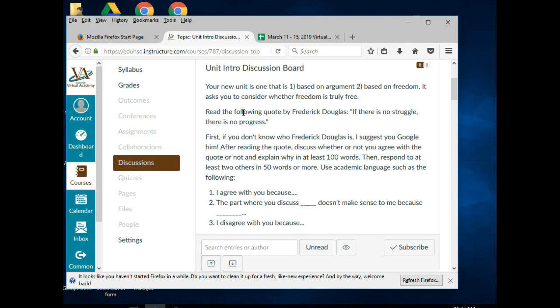After reading the quote, discuss whether or not you agree with the quote and explain why in at least 100 words. Then respond to at least 2 others in 50 words or more. Use academic language. You guys know sentence frames and know how to do this. Okay, so go ahead and get to work.